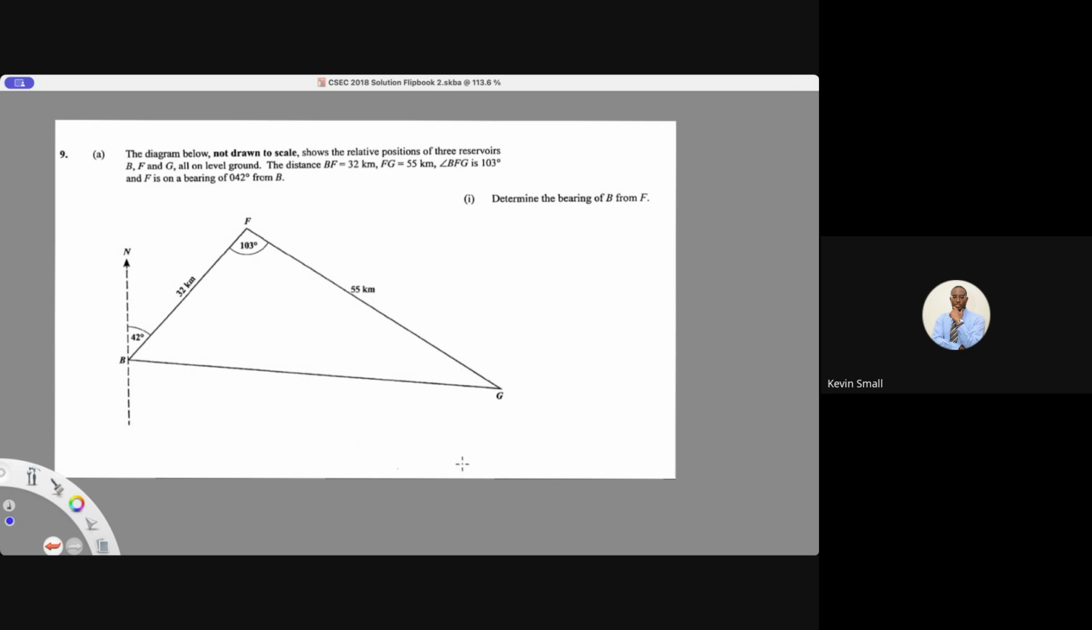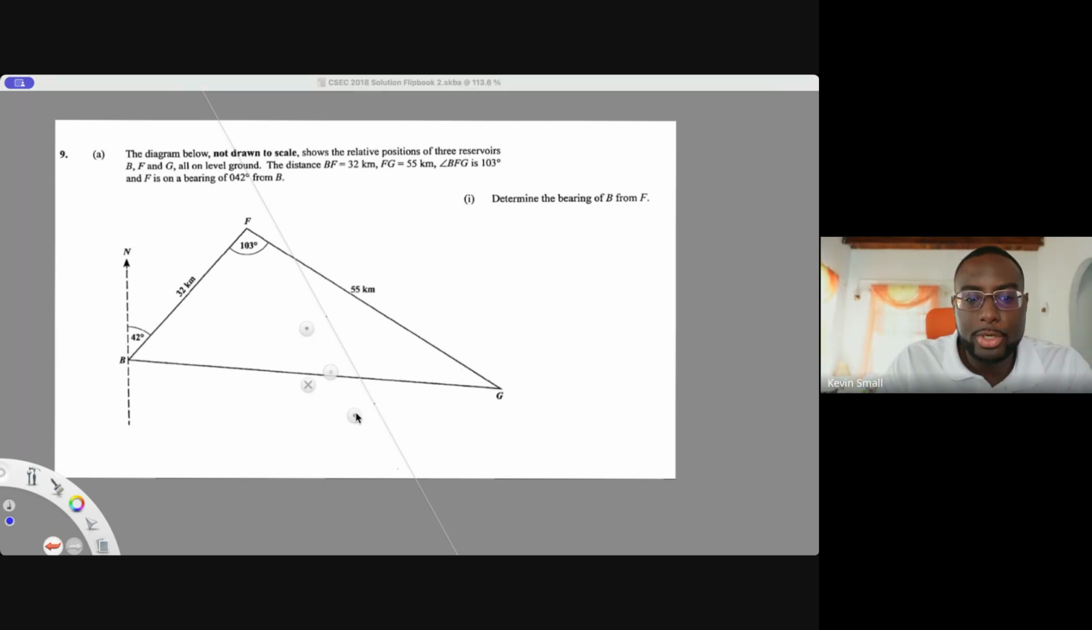Now, the first one actually might be straightforward. It says determine the bearing B from F. Whenever it says from, that is the starting point. So before you do anything, you should probably draw a north line at F, because all bearings always start from the north line. Just like how you see over there on the left, there's always a north line involved with bearing. So you have a north line here, and you should also draw in a north line at F as well, because bearings always start from the north line.